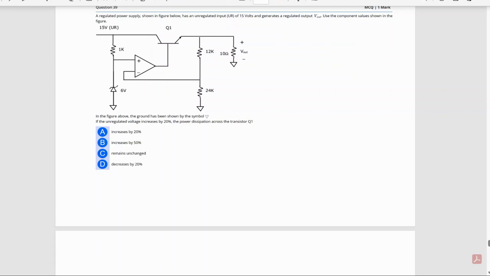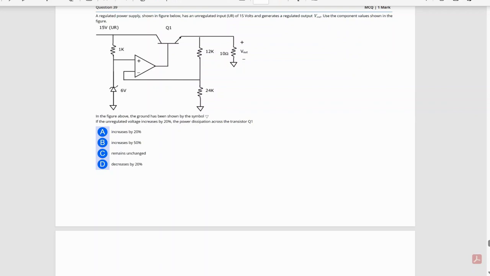This is a previous year's GATE question. It is a multiple choice question for 1 mark. A regulated power supply shown in the figure below has an unregulated input of 15 volts and generates regulated output Vout. Use the component values shown in the figure.